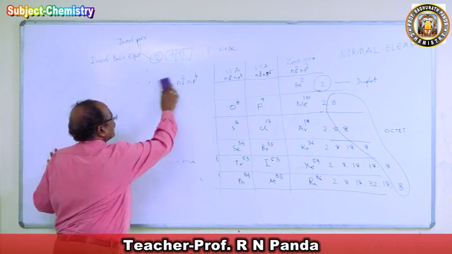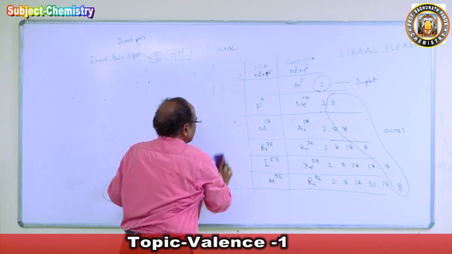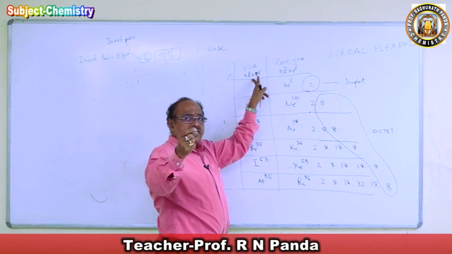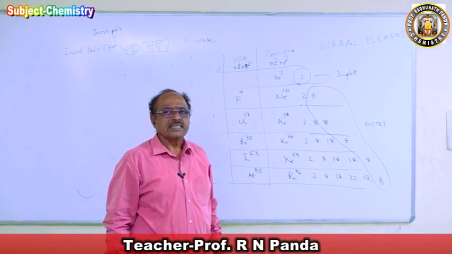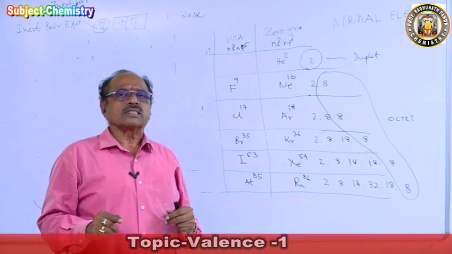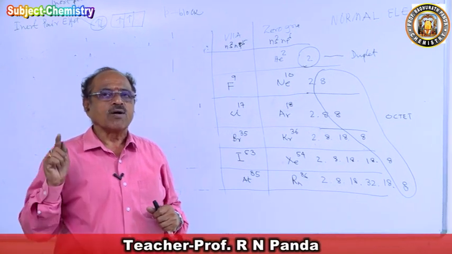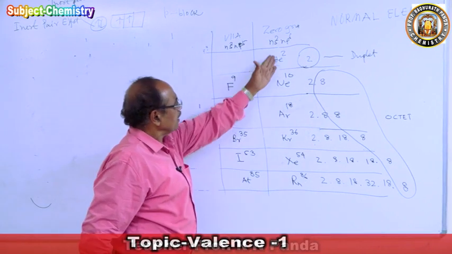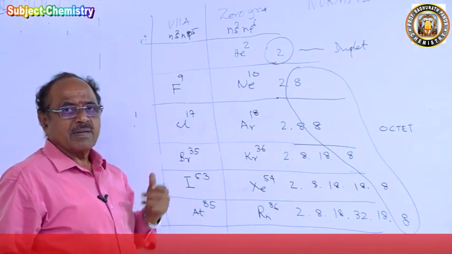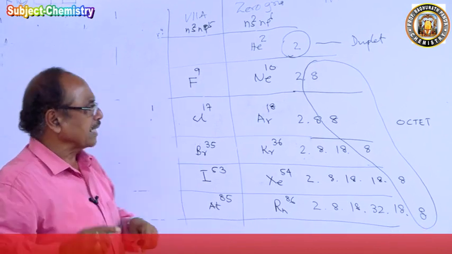Combining capacity is 2. Then we come to the 7th group of the periodic table. All these elements have how many electrons? 7 electrons in their outermost shell. So they have a strong tendency to gain an electron and no tendency to lose electrons. Because what is valency? The number of electrons to be lost or gained from the outermost shell of the atom of an element to attain octet or the nearest inert gas structure. After gaining 1 electron they reach the inert gas structure. So all these elements have a strong tendency to take 1 electron. Hence they are highly electronegative elements.